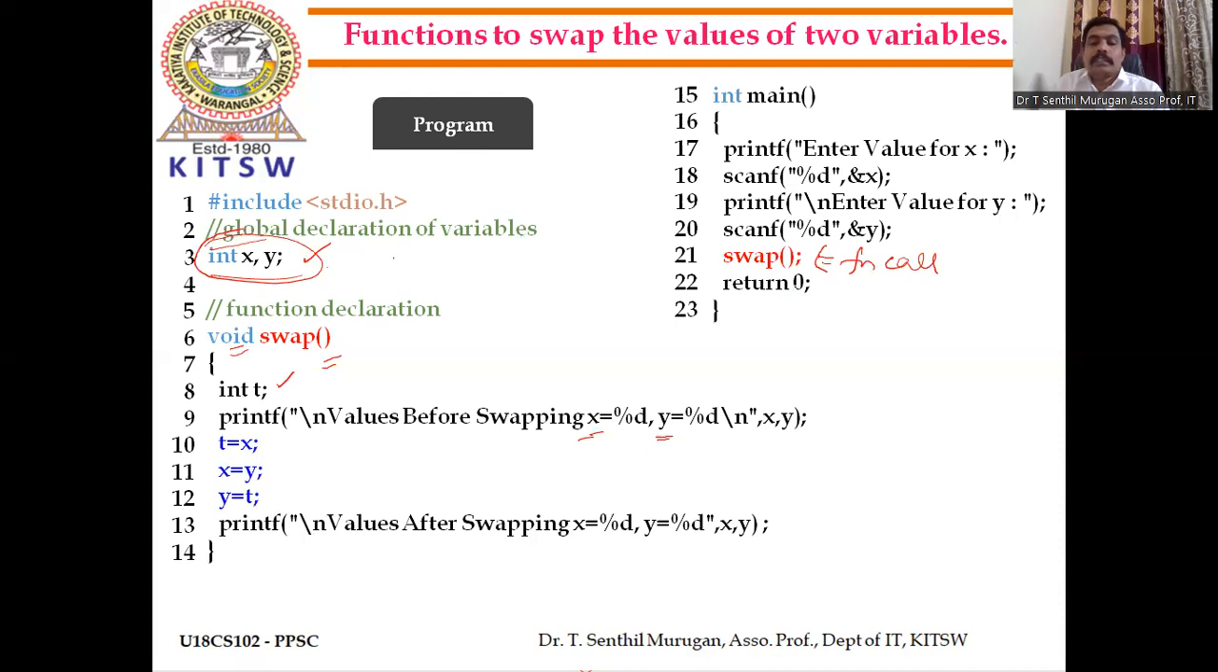Then return 0 will be there. It will print the values before swapping, the x and y values. After that, it will swap. This is the statement used to swap the values. After swapping, it will print the x and y values. This is how global variables are used in function declarations and definitions.